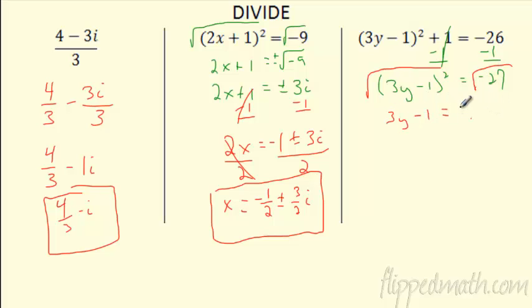And again, we're going to take the square root of this, so it's a plus or minus. We introduced that. What is the square root of 27? Well, really, it's i radical 27.